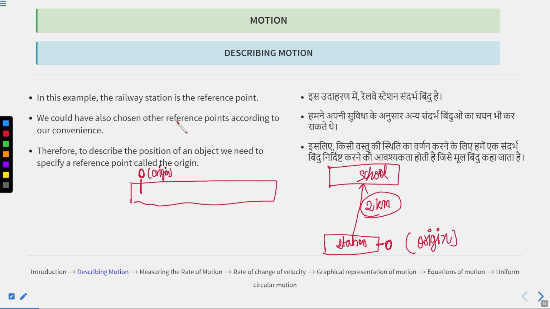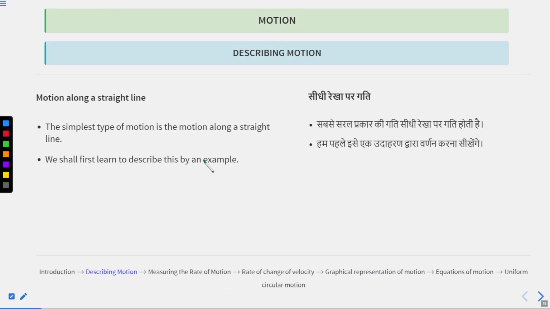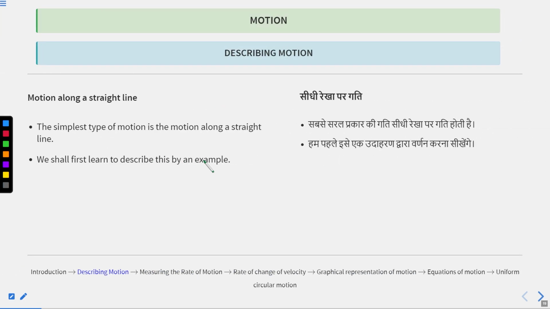In this example, the railway station is the reference point. We could also have chosen another reference point, for example the factory, according to our convenience. Therefore, to describe the position of an object, we need to specify a reference point called the origin. The reference point is called the origin because we take the distance of the reference point as 0. Clear, class? So we now understand the definition of reference point and origin.